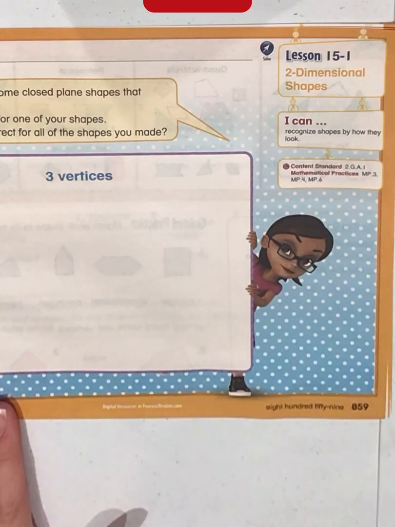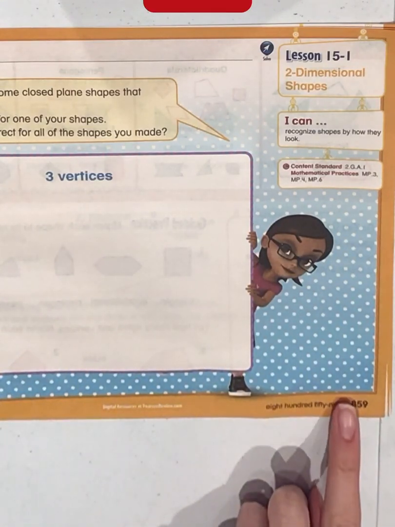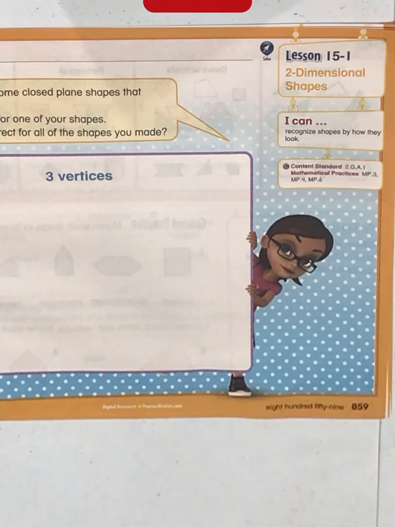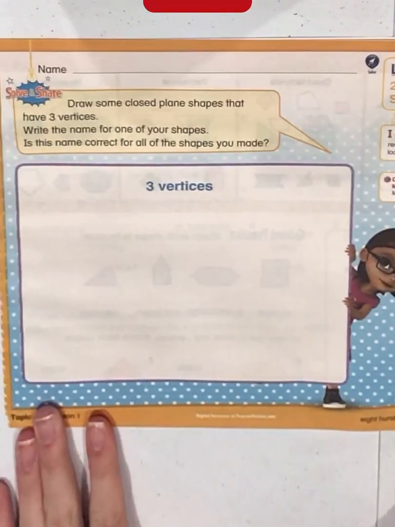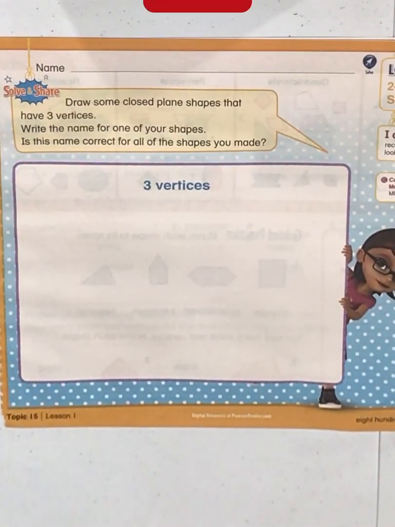So we're going to start with lesson 15-1. You need to find page 859 in your math books. And on today's lesson, you guys are going to work on naming shapes by counting their number of sides and vertices, okay? So if we look at the solve and share, it asks us to draw some closed plane shapes that have 3 vertices. Write the name for one of your shapes. Is this name correct for all of the shapes you made?